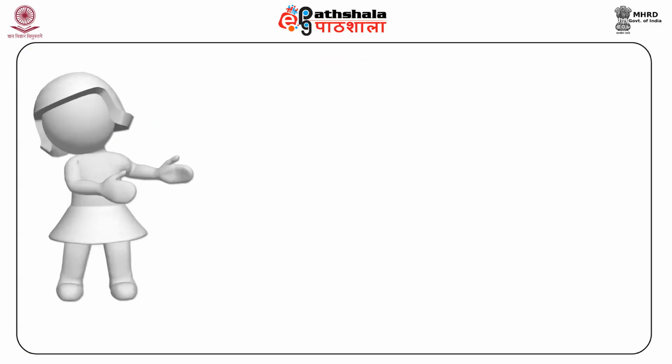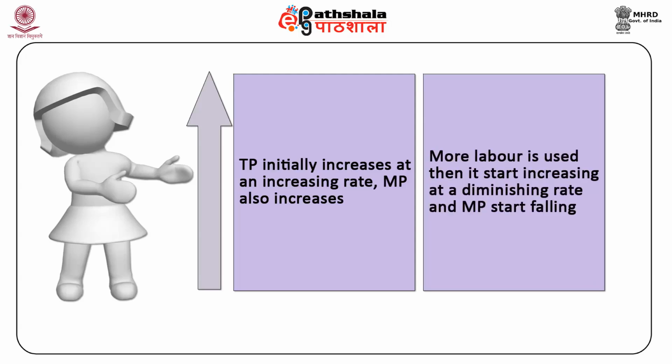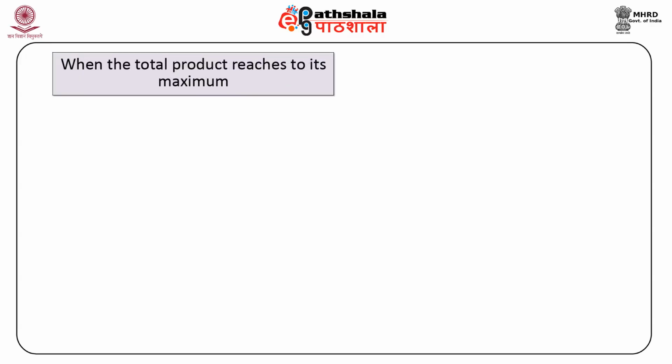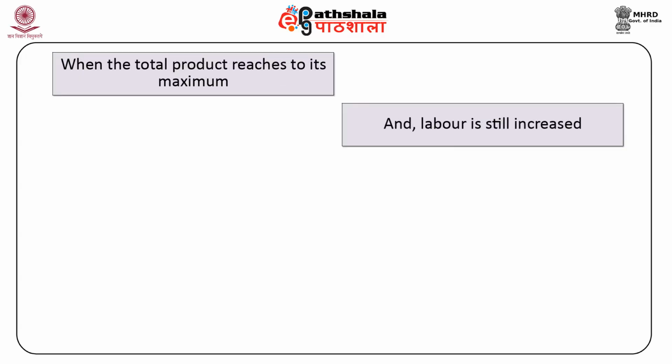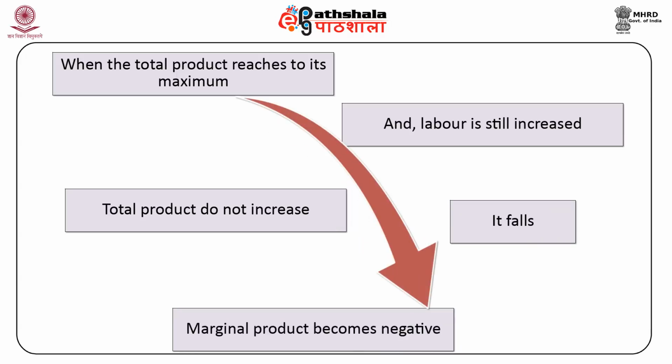Hence, the three stages represent that the total product initially increases at an increasing rate and marginal product also increases, but when more labor is used, it starts increasing at a diminishing rate and marginal product starts falling. But when the total product reaches its maximum and the labor is still increased, then the total product does not increase, rather it falls and correspondingly the marginal product becomes negative.